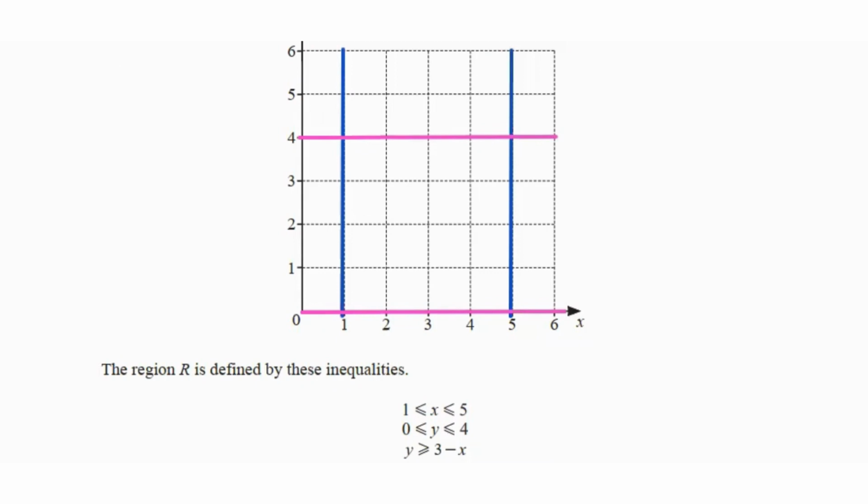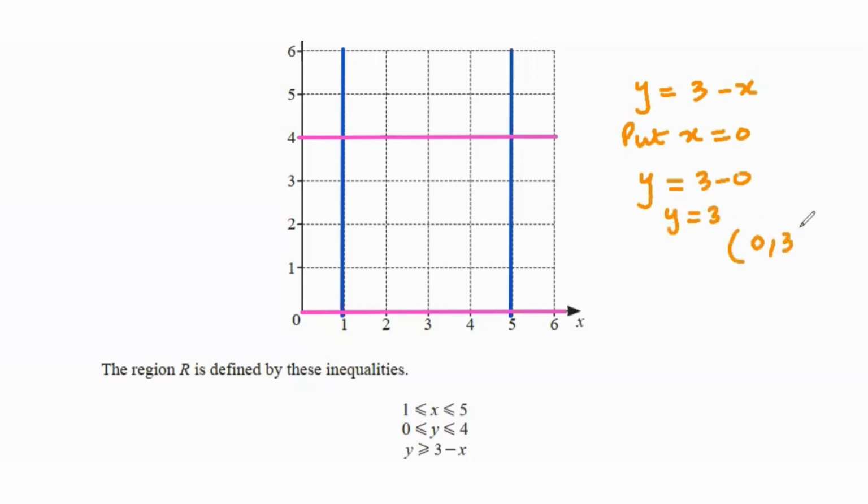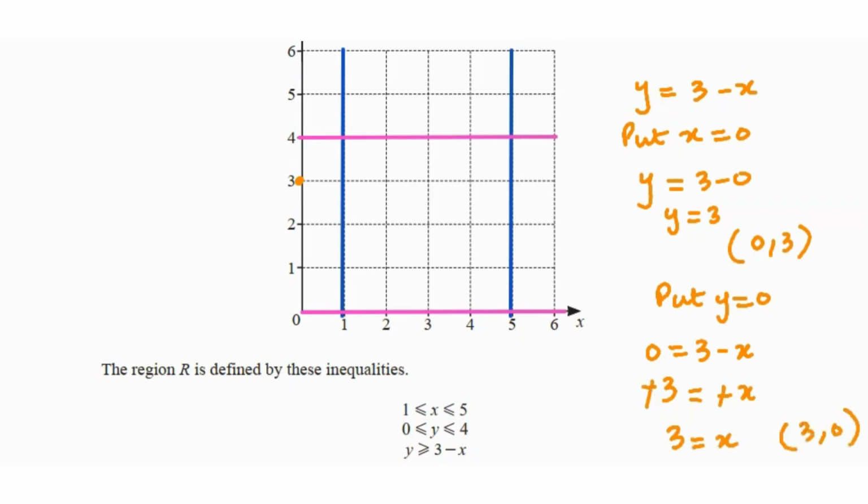First, let's sketch this. y is equal to 3 minus x. First, put x equals 0 to find the y-intercept. That's going to be y equals 3 minus 0, which is 3. So one point is (0, 3), which is going to come over here. Then we put y equals 0 to find the x-intercept. That's going to be 0 equals 3 minus x. Minus 3 equals negative x, and the negative sign gets cancelled out. So 3 equals x, and we have (3, 0), which is going to be over here.